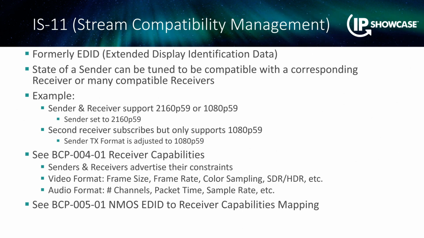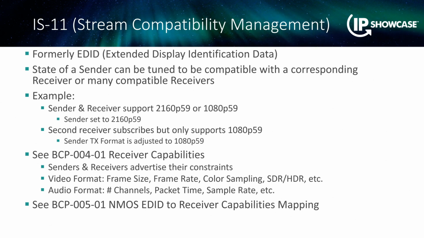And this ties back a little bit into what I was talking about with the JPEG XS. It's all more of this plug-and-play information that a node can send to the controller and say, here's what my capabilities are. So in this first example, a sender and a receiver support 4K P60 or 1080p60. They could do either one. So the sender is set to 4K, for instance, and the connection is made.